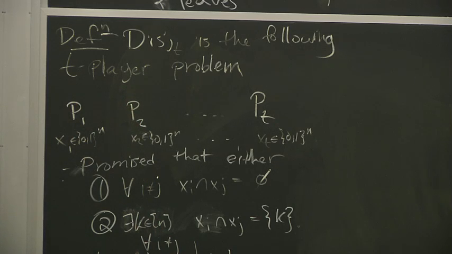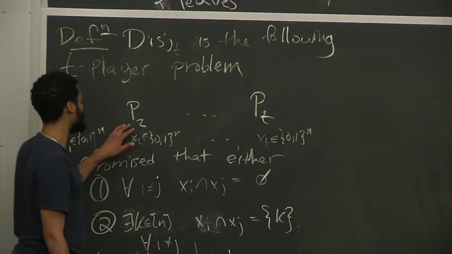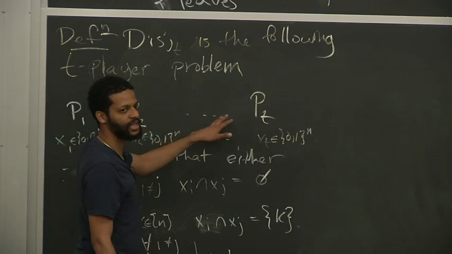And the way we're going to measure communication is the total amount of communication over the course of the entire protocol. So the sum of how much P1 sent to P2 plus how much P2 sent to P3, et cetera. We're going to look at that sum.